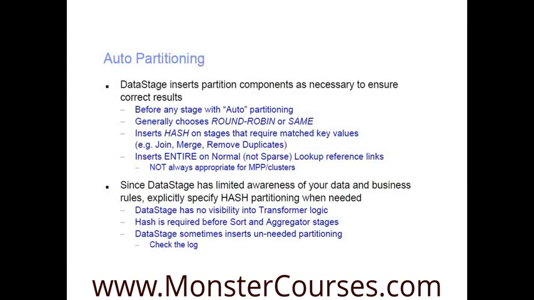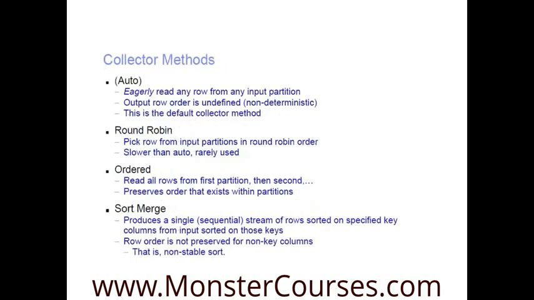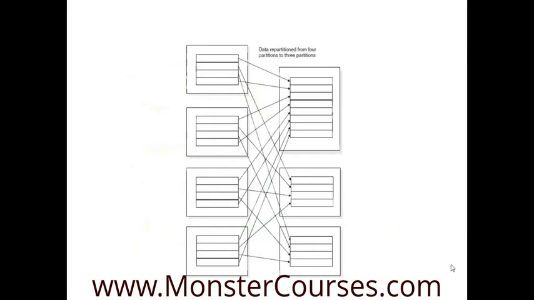Now the collector method. These are the algorithms which we use for collecting the data. Auto is fine anyhow. Round robin is where we pick the records from the different nodes into our stage. Ordered means first we get all the data from the first node, after that from the second node, after that from the third node. Sort merge is used if you require the output sorted while collecting: N1 will have sorted data, N2 will have sorted data, N3 will have sorted data, and we will merge all the data together.